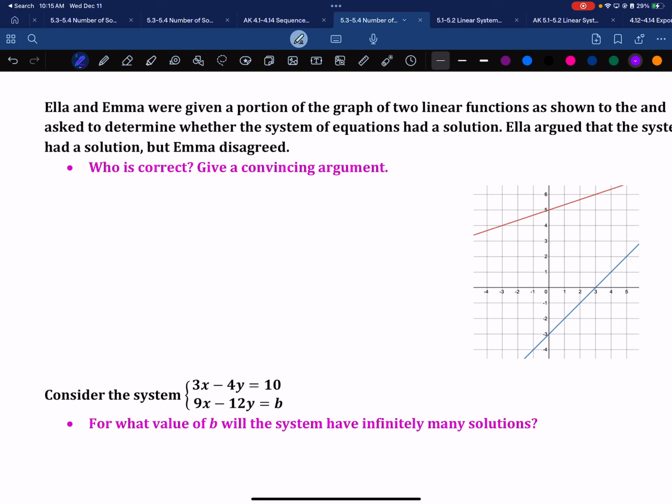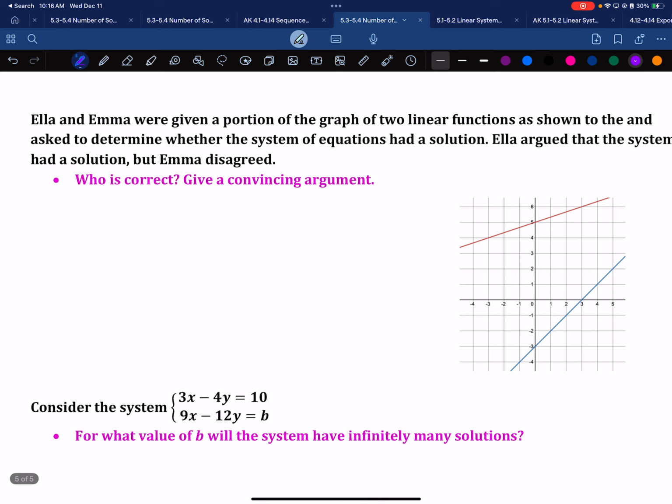Well, it says a portion of the graph, so. Ella's correct. It's Ella. And they have, don't you want your well? Oh, yeah. Passive aggressive alpha well. It's like stay well.